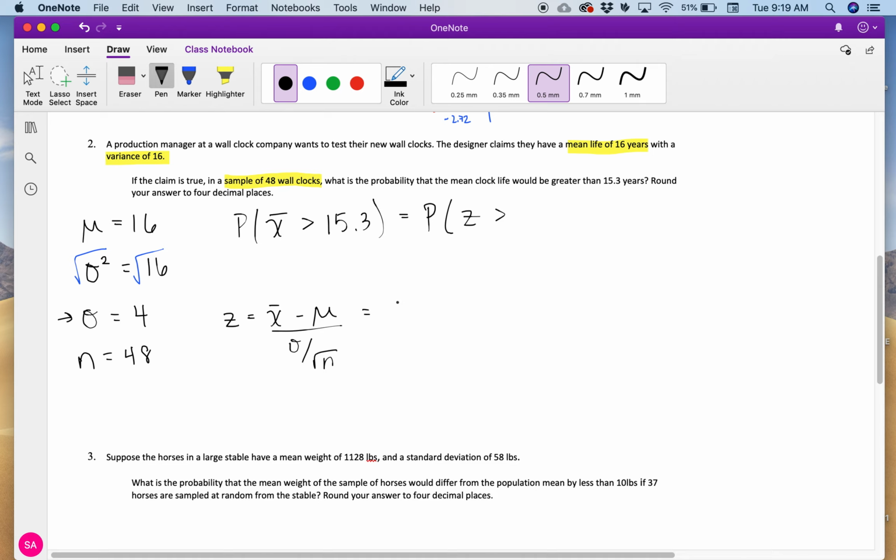Okay. So our x bar in this case is 15.3. That's coming from the probability statement. And then the rest of the numbers come from what we found in the problem. So 15.3 minus 16 all over 4 divided by square root of 48. So pop that into a calculator or use that online calculator. You will get 0.52.